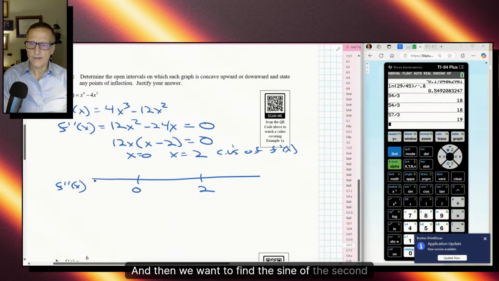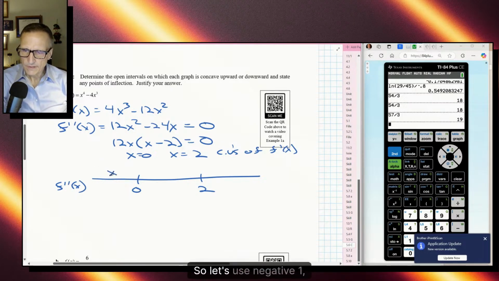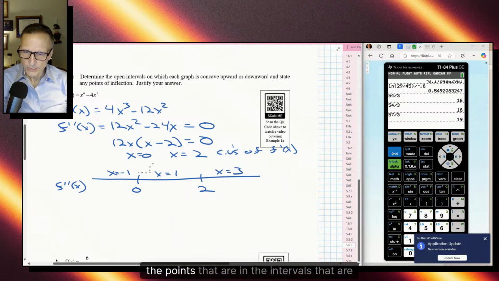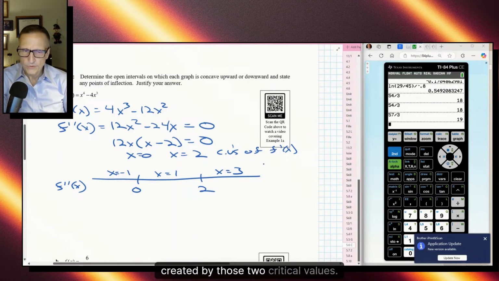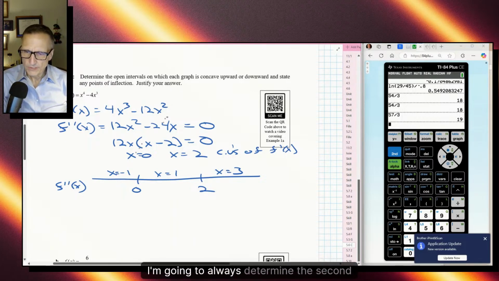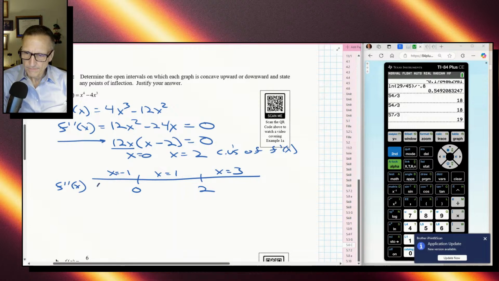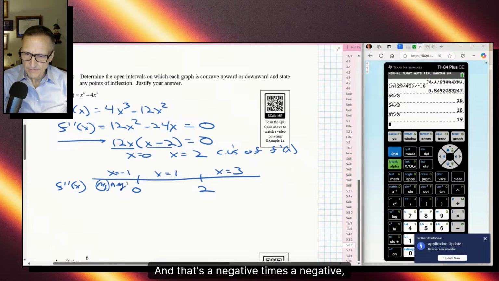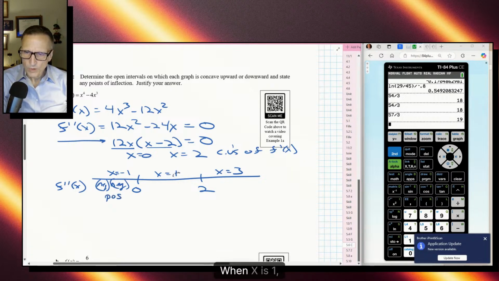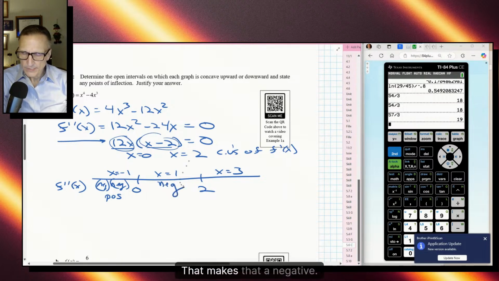And then we want to find the sign of the second derivative. So let's use -1, 1, and 3 to represent the points that are in the intervals that are created by those two critical values. All right, I'm always going to determine the second derivative by using the factored form, because this factor right here would be negative when I plug in -1, and so would this one, and that's a negative times a negative, which is positive. When x is 1, this one's positive, this one's negative. That makes that a negative. But when x is 3, they're both positive.